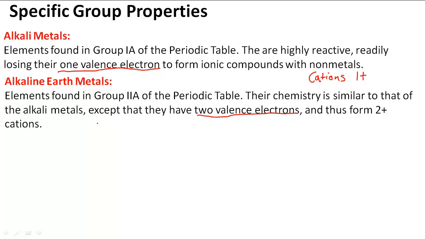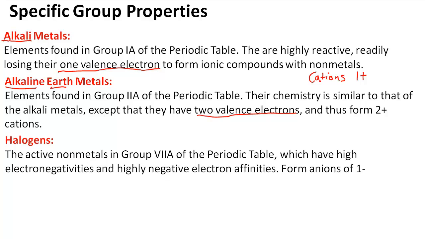A good way to remember the difference between alkali metals and alkaline earth metals is their properties, but also, if you need a quick handy trick: alkali metals, just one name, alkali, for group 1A, and alkaline earth, 2 names, for group 2A. The next group we're going to talk about is halogens.